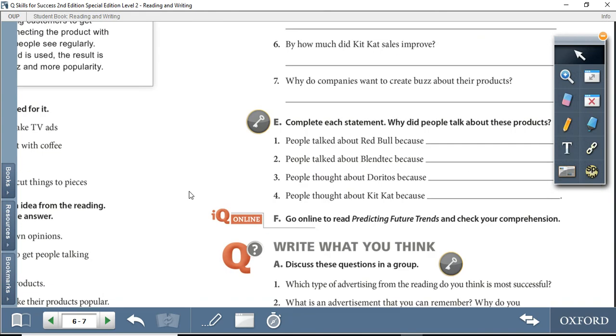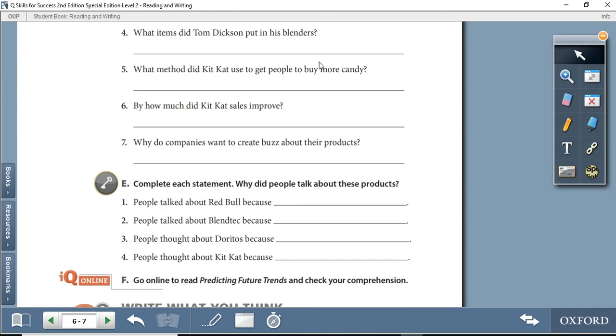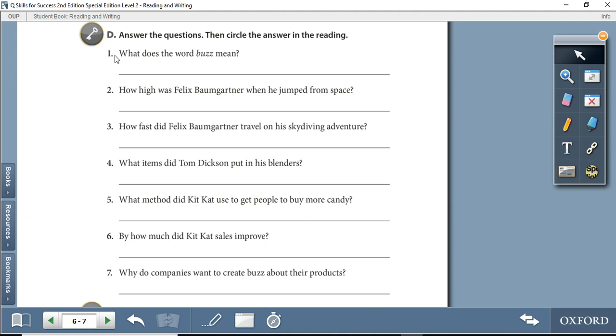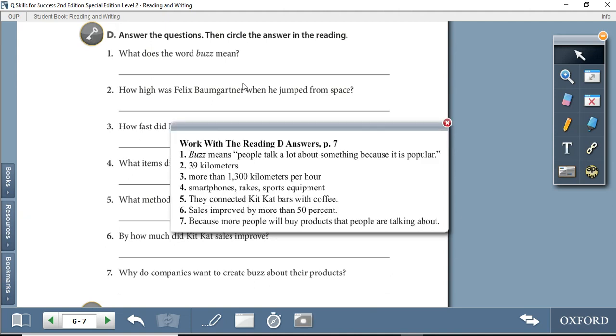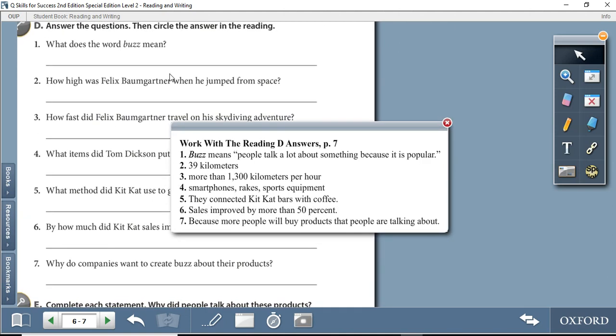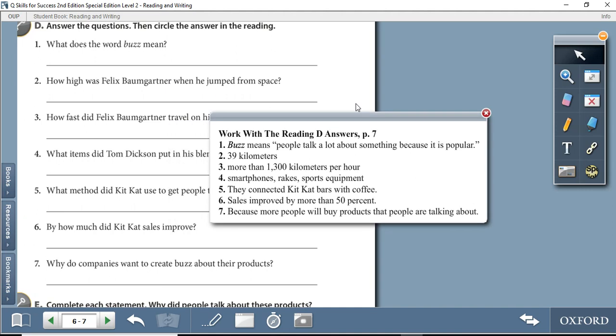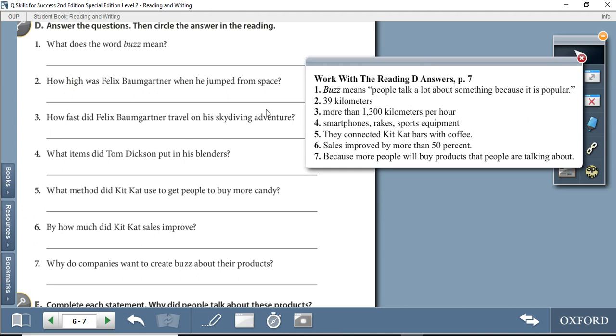Moving on to page 7. Exercise D. Answer the questions. Then circle the answer in the reading. So first of all, you need to answer these questions. Go back to the reading and circle the answer in the reading article. Question 1. What does the word buzz mean? Buzz means people talk a lot about something because it is popular.